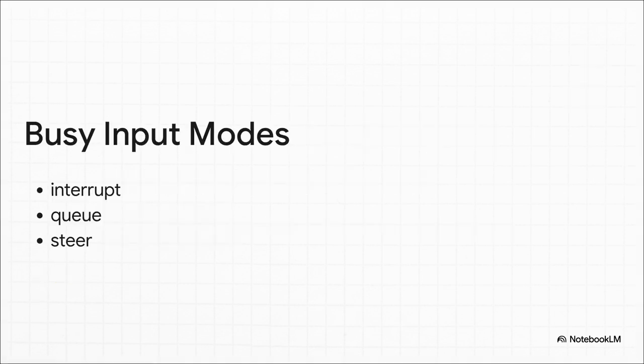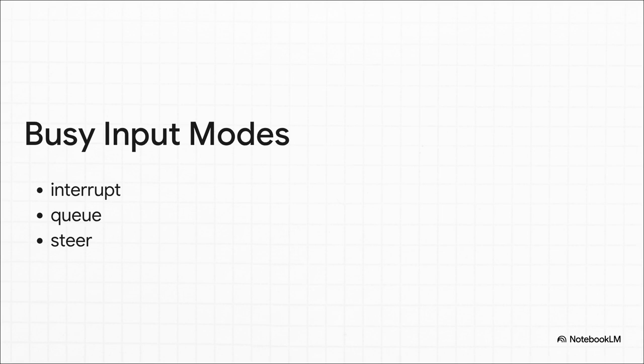Of course, we live in the real world, and sometimes you just have to interrupt your AI. Hermes handles this beautifully with what they call busy input modes. By default, if the agent is typing away and you hit enter, it defaults to interrupt, meaning it stops dead in its tracks to process whatever you just said.